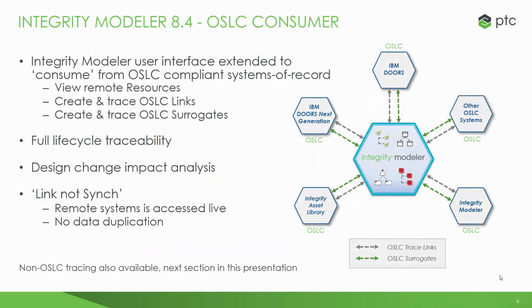So let's start by taking a look at Integrity Modeler 8.4's OSLC consumer. We've extended the user interface to consume from OSLC compliant systems of record, allowing you to view remote resources and then create either local links to those remote resources or surrogates so that you can represent them on diagrams in Integrity Modeler. This gives you full life cycle traceability, allowing you to check the impact of change before making any design improvements, and then giving you a link not sync approach. So let's take a look at this in action.